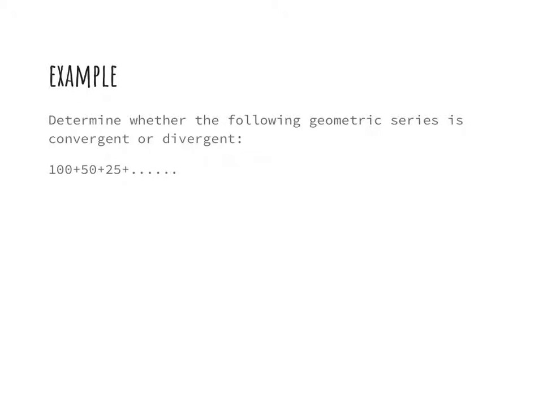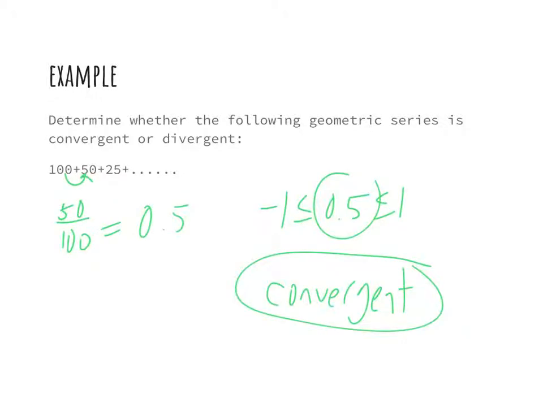Go ahead and pause the video and determine whether the following series is convergent or divergent, then hit play and see how you did. You should have found the common ratio to be 50 over 100, which equals 0.5. 0.5 falls in between -1 and 1, so therefore this series is a convergent series.